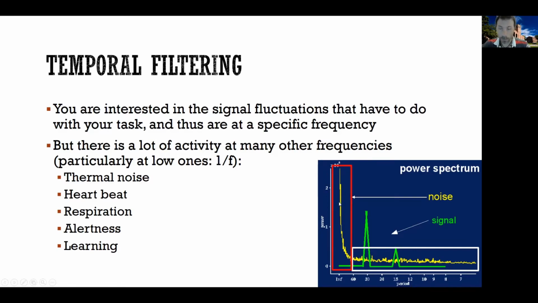Now, this part of the spectrum, which is not white, typically depends on a lot of things that come from acquiring MRI data in our circumstance. For example, heartbeat. Heartbeat will often look like a slow frequency, powerful source of noise. Respiration will often look like a slow frequency type of noise. Learning is a slow frequency type of noise. Changes in alertness is a slow frequency type of noise.